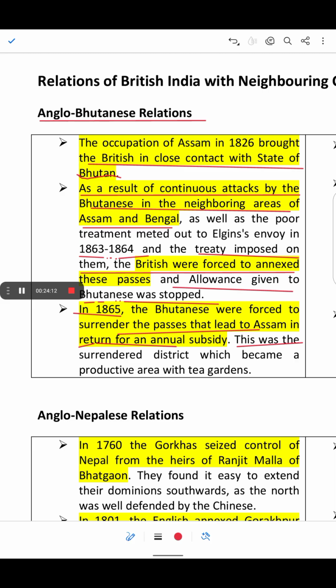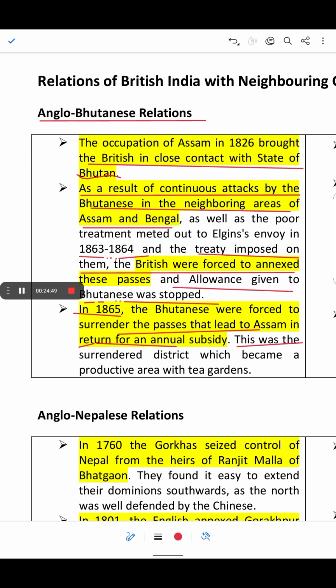So the question is, how did the British and Bhutan come in contact? In 1826, the British took control of Assam after defeating the Burmese. This brought them close to Bhutan, which was Assam's neighbor. Bhutanese raiders often attacked British territories in Assam and Bengal. The British were also unhappy with the harsh treatment of British officials by Bhutan.